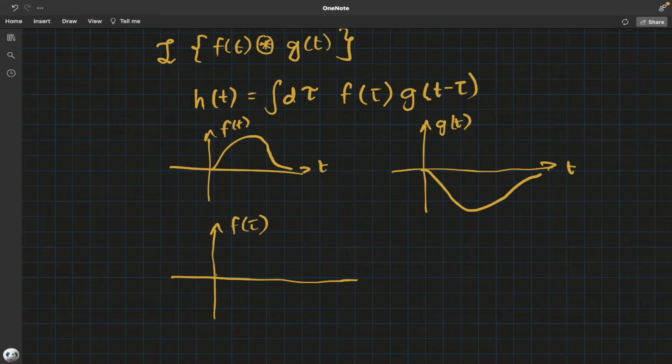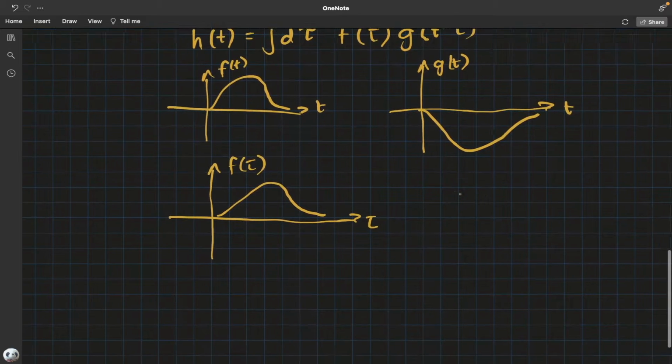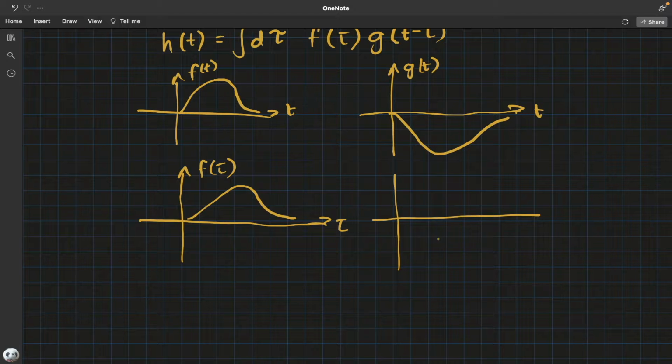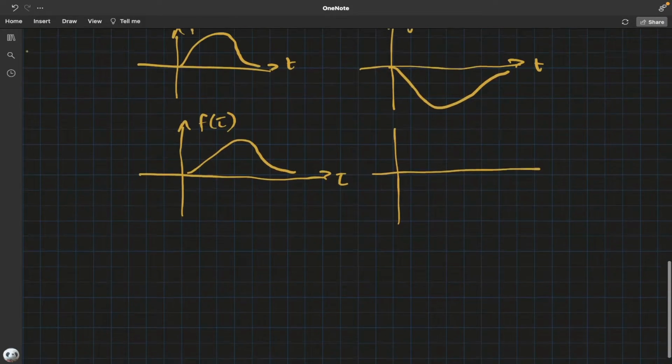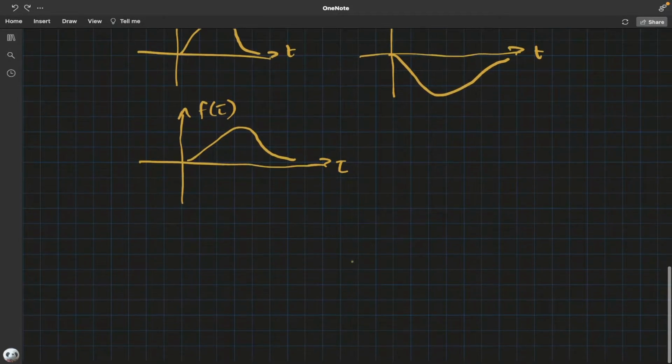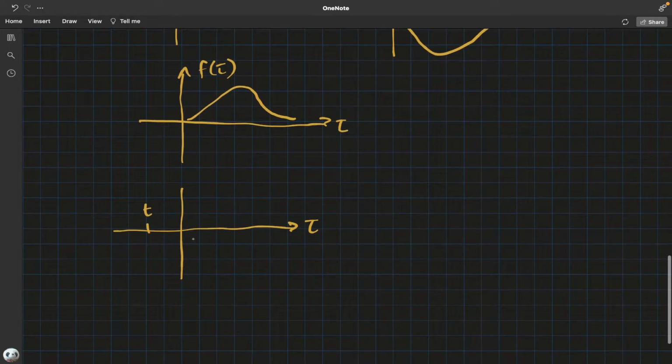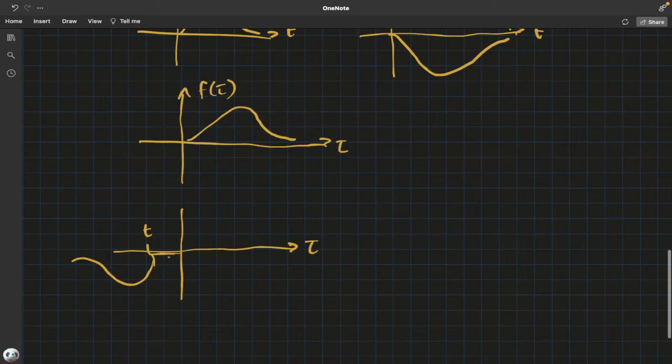Then the convolution, at least the integrand, f of tau is essentially going to be the same thing, but instead of a time or t-axis, we have a tau axis. Now the g of t minus tau is going to look something like this. Maybe I should just draw it somewhere else. My bad. So assuming this is your t, because we're working on a tau axis, t is a constant. Yeah, it's going to be something like this. It's flipped around this guy, and then 0 everywhere else.